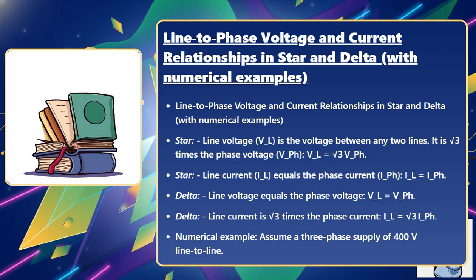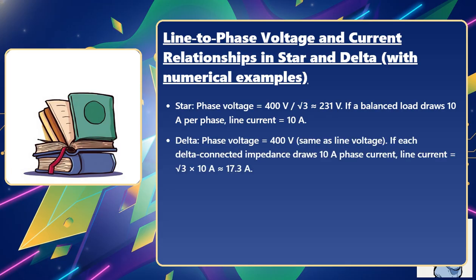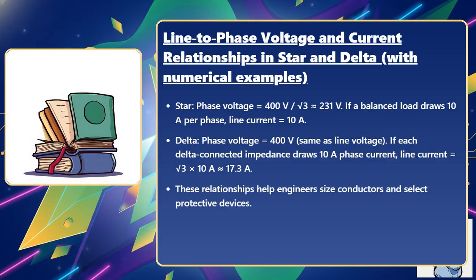Numerical example. Assume a three-phase supply of 400 volts line to line. Star phase voltage equals 400 volts divided by square root of 3, approximately 231 volts. If a balanced load draws 10 amps per phase, line current equals 10 amps. Delta phase voltage equals 400 volts, same as line voltage. If each delta connected impedance draws 10 amps phase current, line current equals square root of 3 times 10 amps, approximately 17.3 amps. These relationships help engineers size conductors and select protective devices.